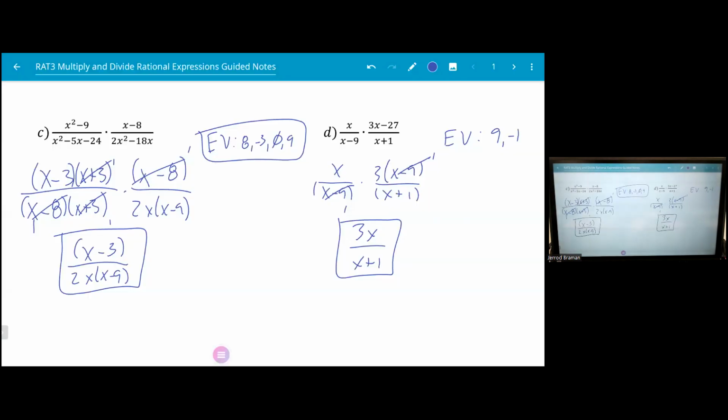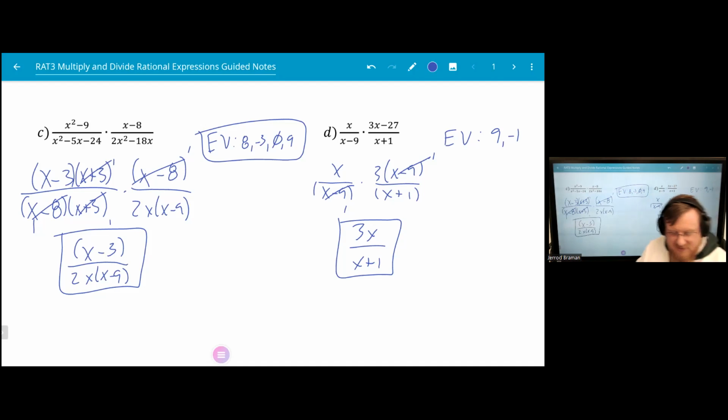All right, as you make your way back, you'll notice for letter C, our excluded values are 8, -3, 0, and 9. And we simplify to x minus 3 divided by 2x times x minus 9. Our x minus 8s simplify and our x plus 3s simplify, which is really nice. For letter D, our excluded values are 9 and -1. We notice that we simplify x minus 9 from the numerator and denominator, and we end up with 3x divided by x plus 1.